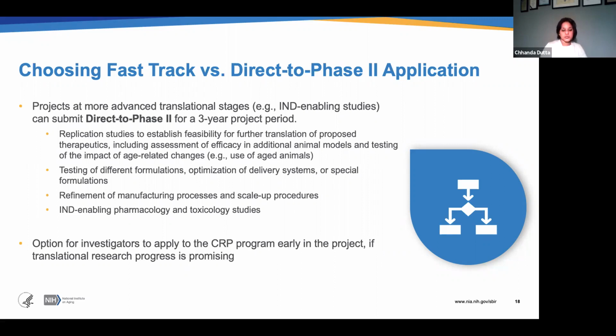We do have the option for investigators to apply to the CRP program early in the project, whether it's phase 2 or direct to phase 2. If your translational research progress is promising, you're hitting the milestones, and if things are looking really good, that you are ready to start planning for first in human studies, then there is the option for you to apply to the CRP program early in the funding period.